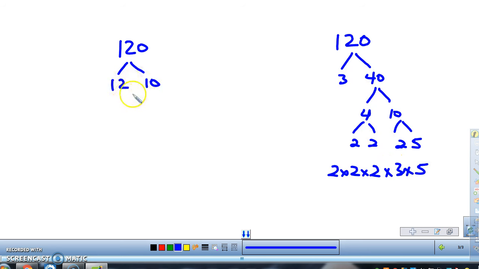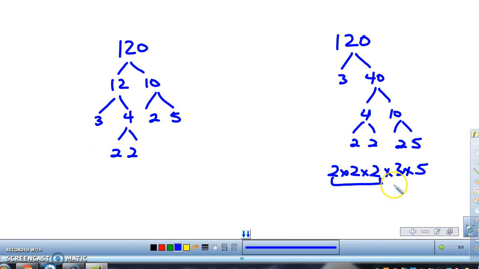Well, let's say we broke it down into 12 times 10. We're still going to come up with the same answer. 12 could be 2 times 6, or let's go with 3 times 4. 4 would be 2 times 2. 10 would be 2 times 5. Well, I still get 1, 2, 3 2's. I get a 3, and I get a 5. So the prime factorization of 120 is 2 times 2 times 2 times 3 times 5.